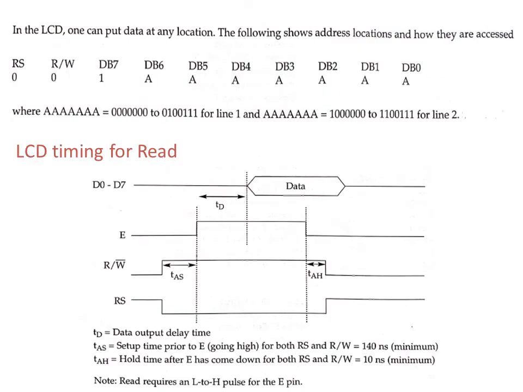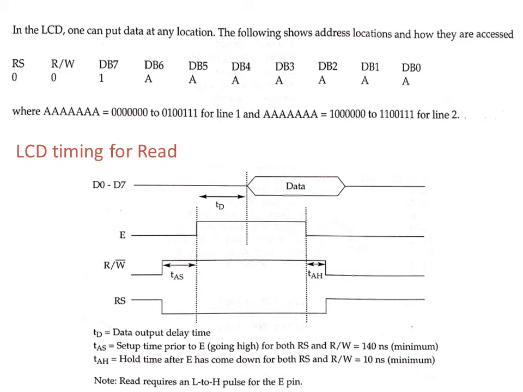In the LCD, that is the liquid crystal display, one can put data at any location of his choice. The following shows the address locations and how they are accessed. Here the requirement is RS should be 0, read write should be 0, and DB7 should be 1 always, and DB6, DB5, DB4, DB3, DB2, DB1 and DB0 are represented as A's.